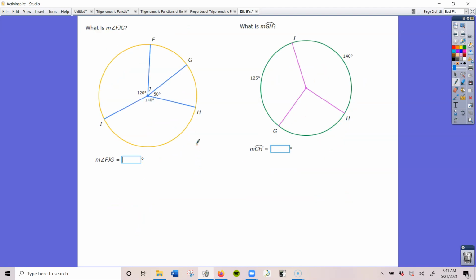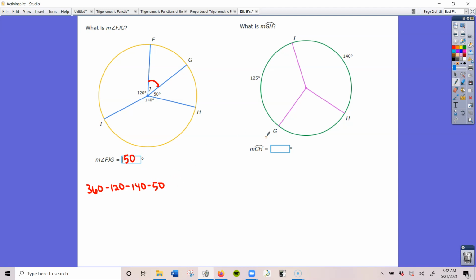So it's basically the same thing, just kind of repetitive up until you get to a score of 60. So we're just going to do a couple more here. Here we have these angles and we're trying to find FJG, which is this angle here. So we have all of the angles, so we do 360 minus 120 minus 140 minus 50, and that's going to give us the measure of that angle. So 360 minus 120 is 240, minus 140 is 100, and then 100 minus 50 is 50.